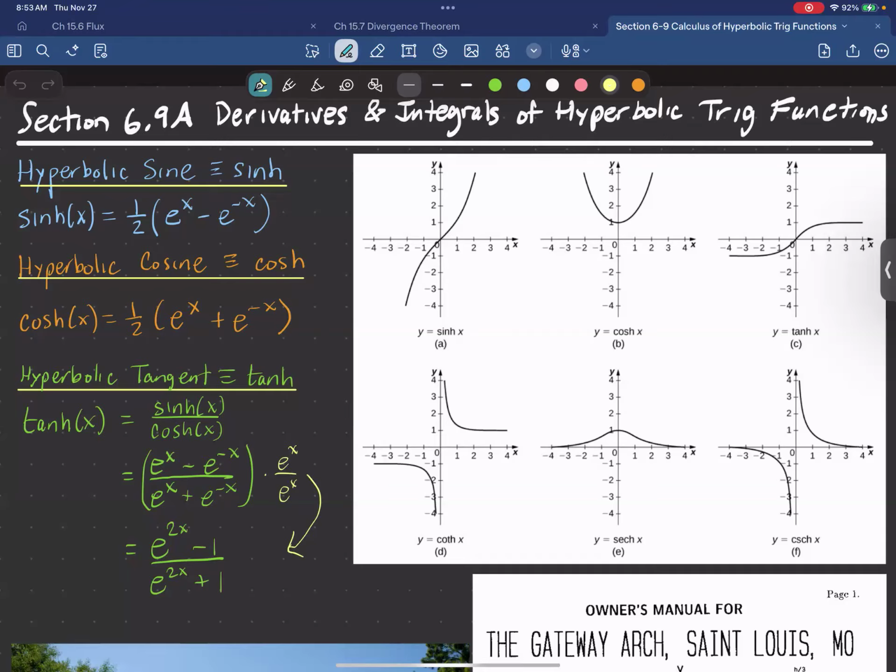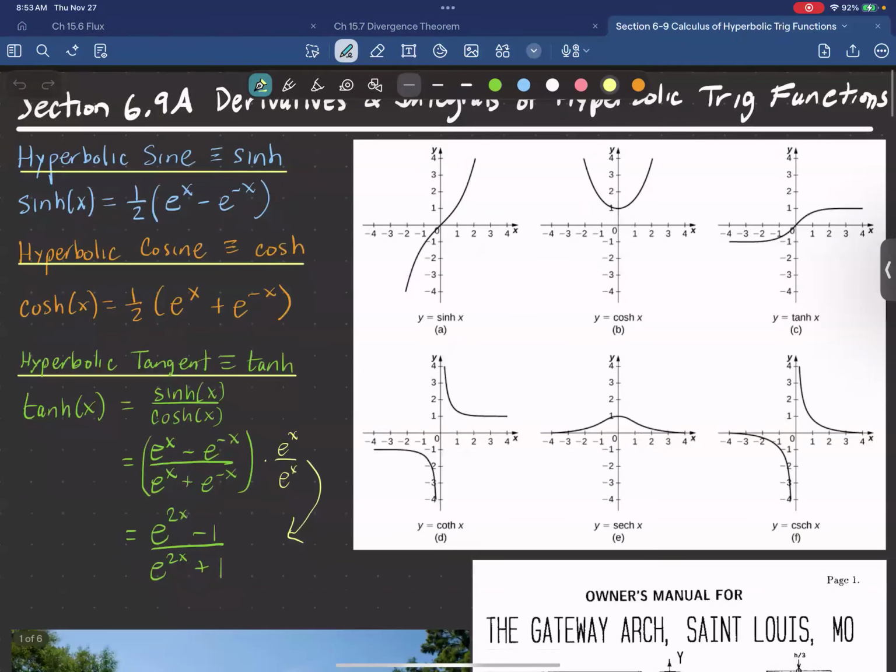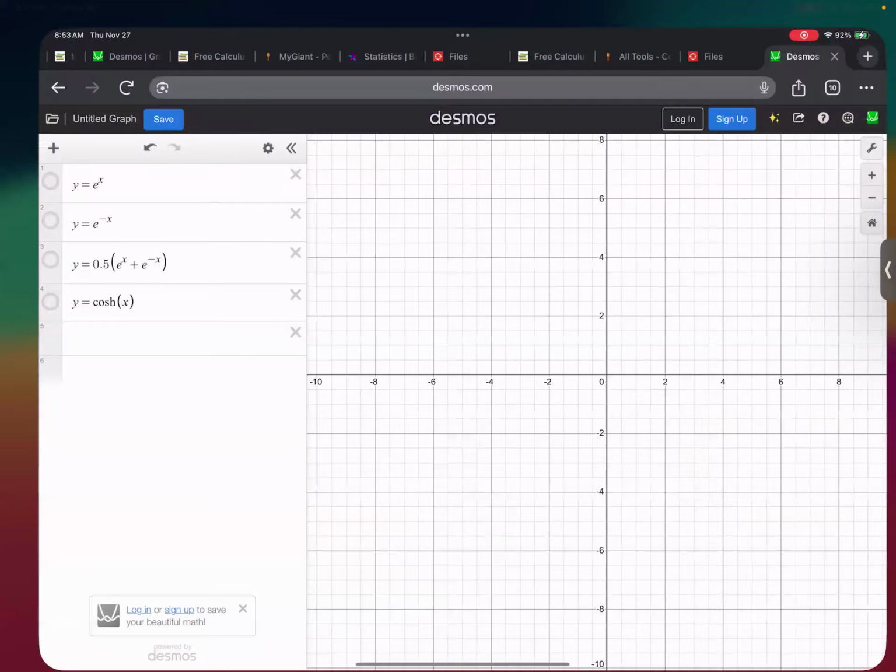Hyperbolic sine is a combination of two functions, e to the x and negative e to the negative x, and then we average them, take 1/2. So 1/2 of e to the x minus e to the negative x. Cosh is an exact average. It's e to the x plus e to the negative x divided by 2. In fact, I'm going to show you on Desmos so you can see how it pans out.